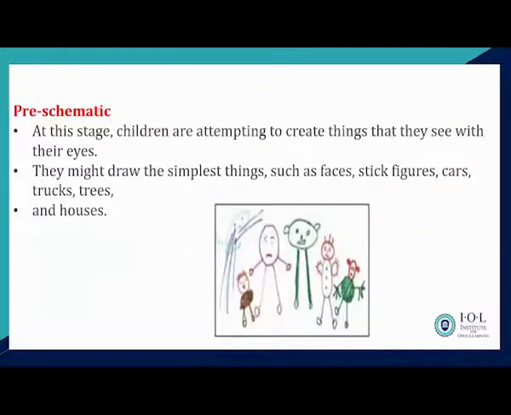Prismatic. When we look at the image, we can see a little bit of human beings being drawn. There are ears, a mouth, eyes, the nose. Some of them have some hair on. Now at this stage, children are attempting to create things that they see with their eyes on a daily basis. They might draw the simplest things such as feet, faces, stick figures, cars, trucks, trees, and houses for that matter.